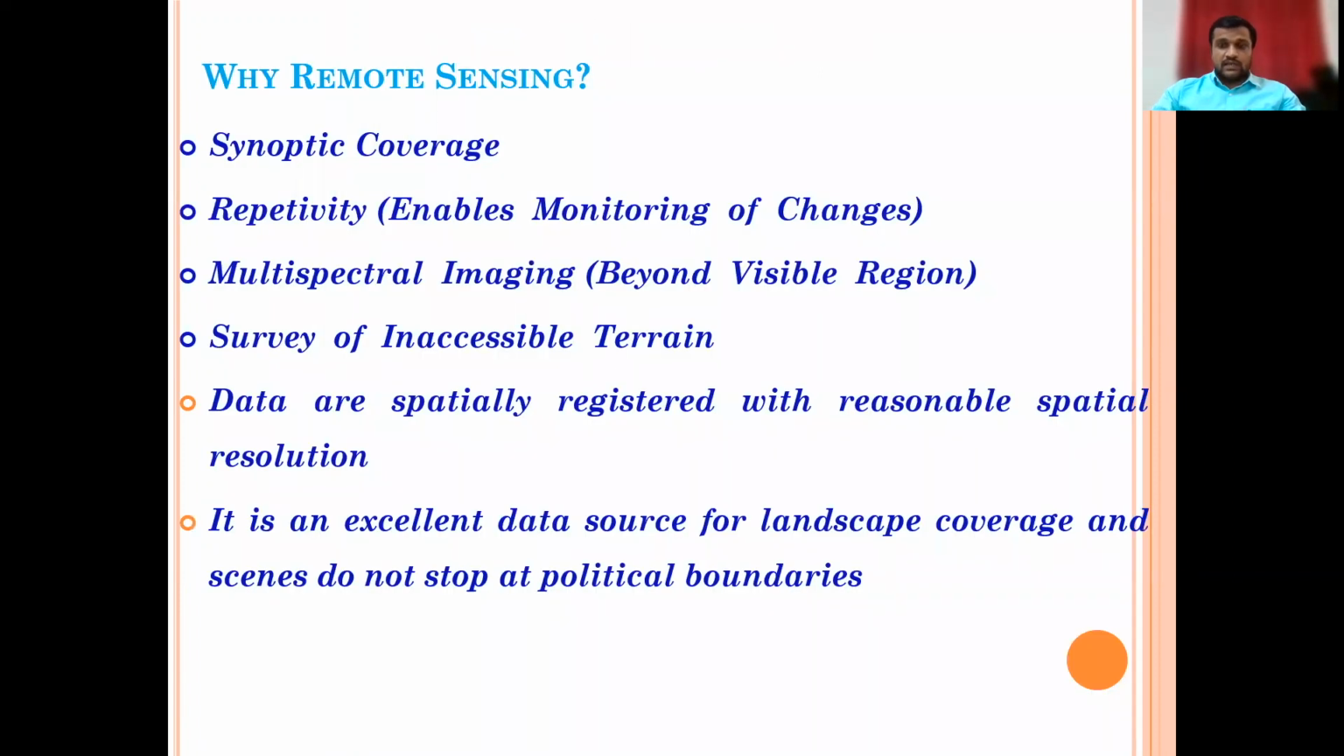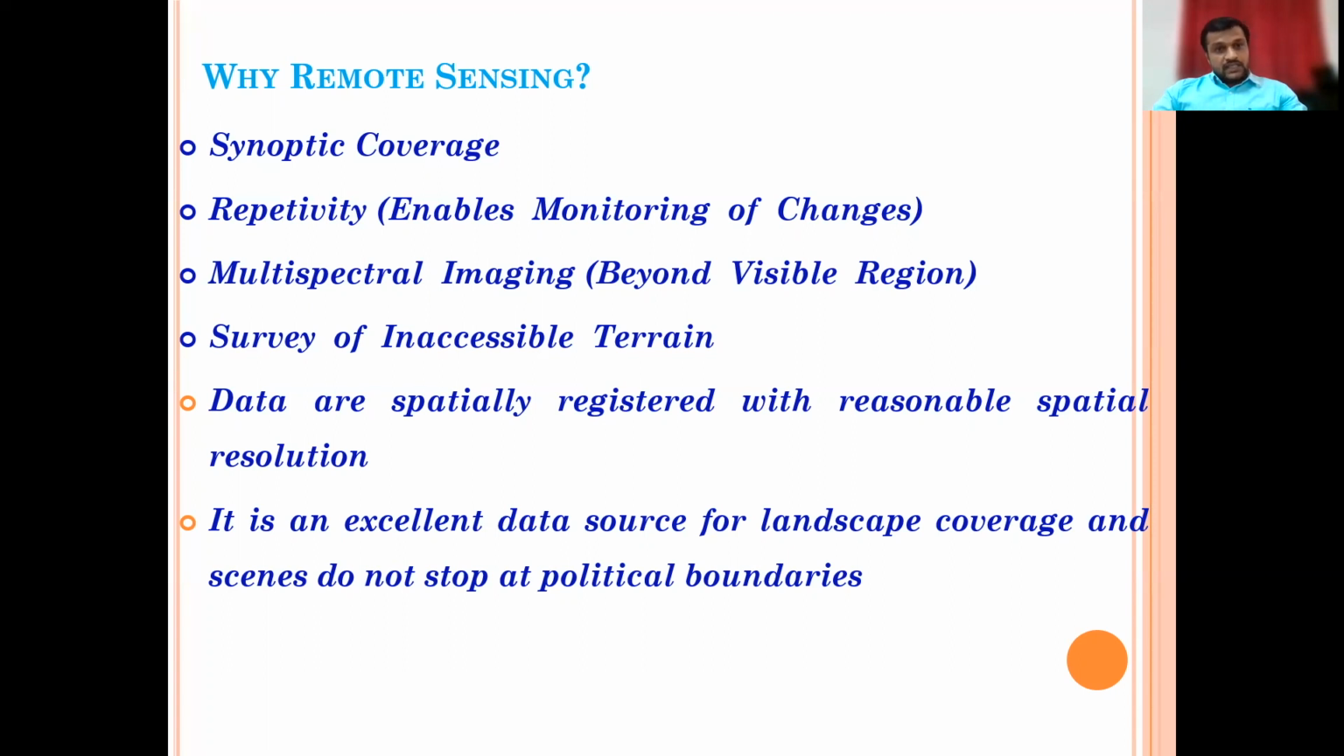So remote sensing has different types of advantages. It provides synoptic coverage, which means we can acquire images and get information over a larger area. The second important advantage is repeatability. Repeatability enables us to get data over the same area multiple times, which is very useful for monitoring ongoing changes over the earth surface, for example the change in forest cover, the urbanization process, or changes in glacial features.